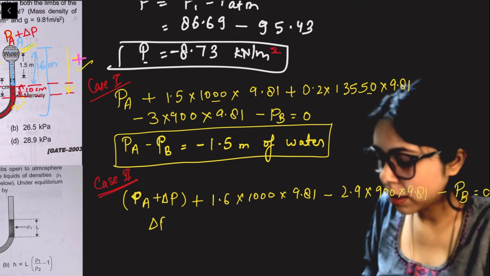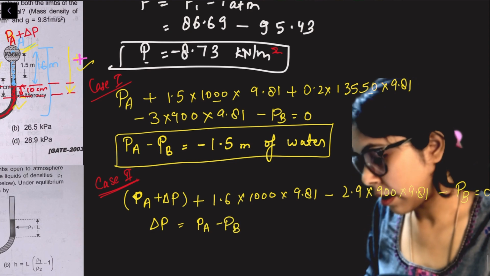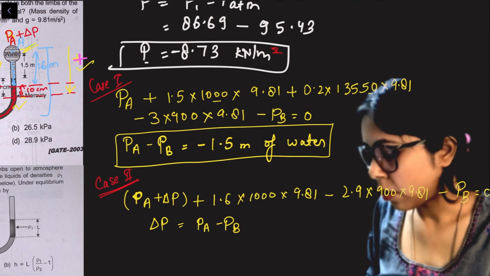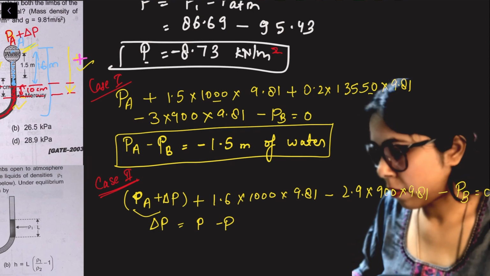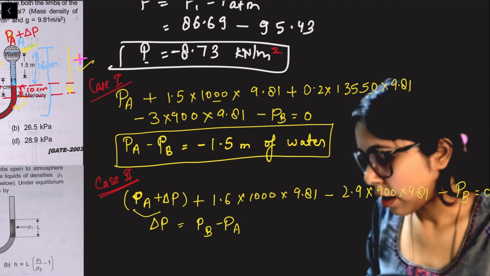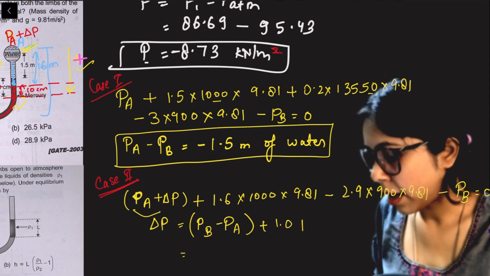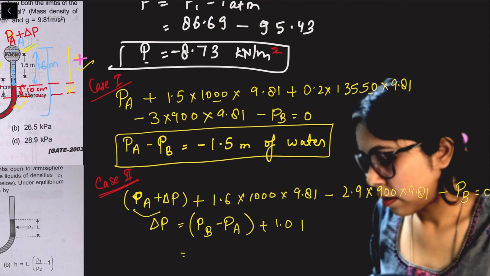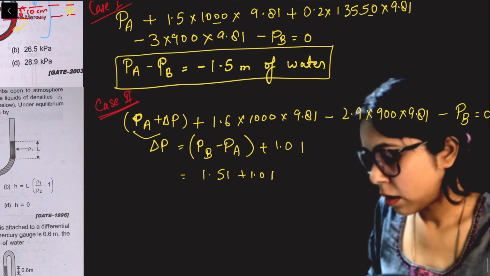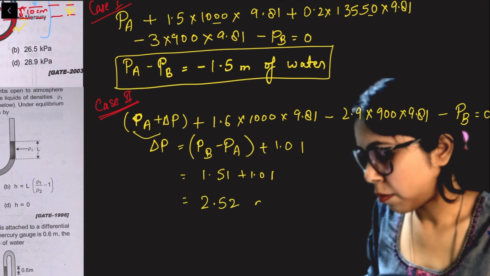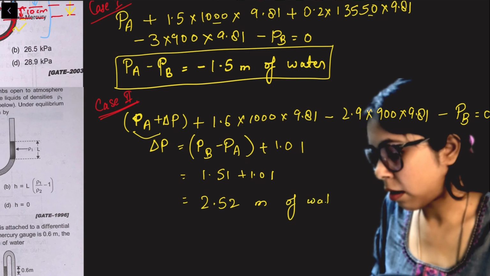With that I will calculate the delta P. This comes as PA minus PB, right. This PA will go other side and PB will go that side. It becomes PB minus PA, and the whole change is plus 1.01. Okay, we have PB minus PA as 1.51 plus 1.01. This comes as 2.52 meters of water.